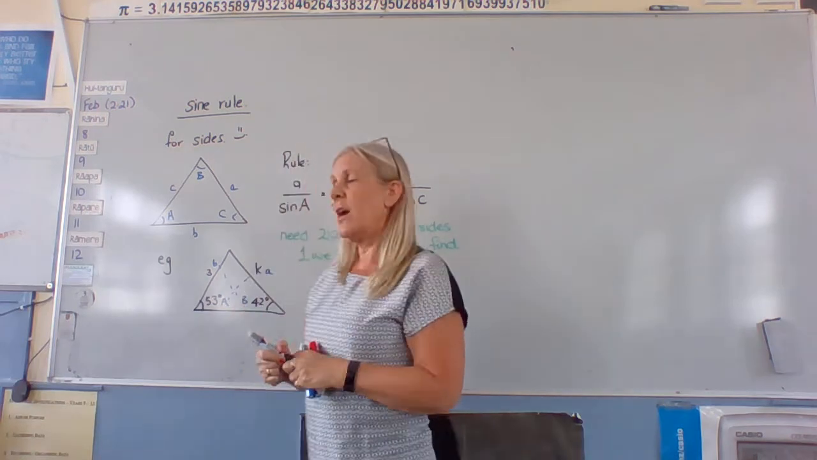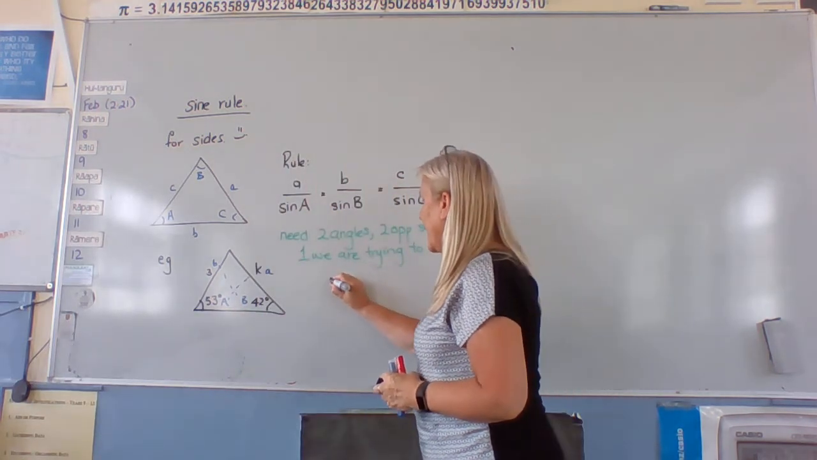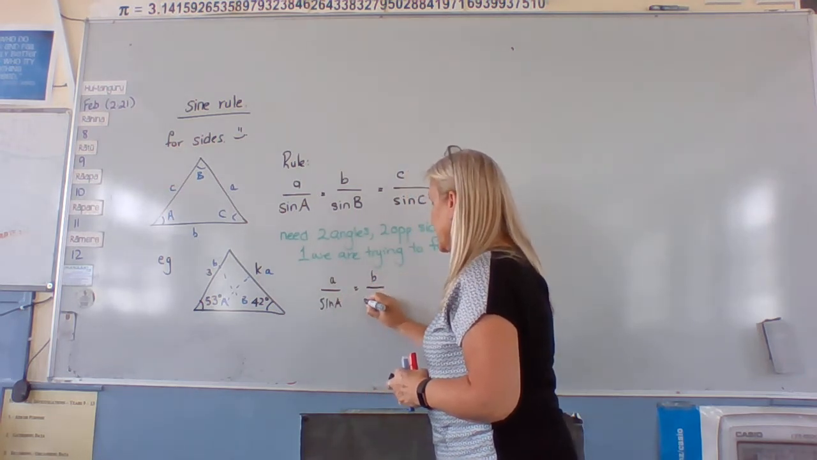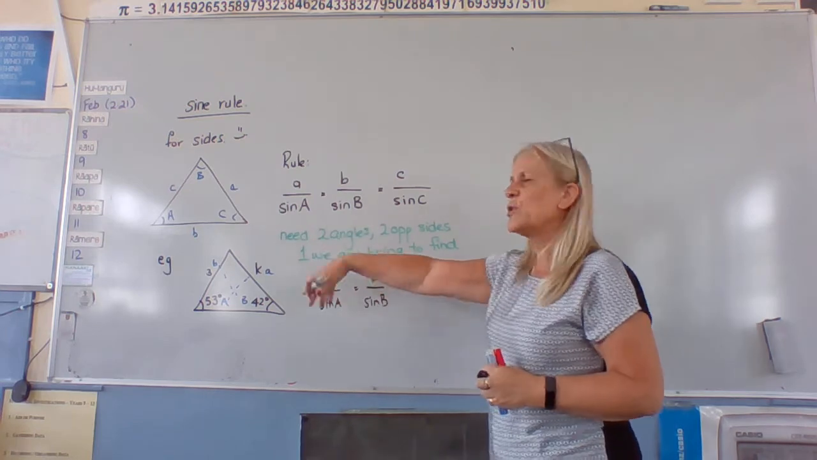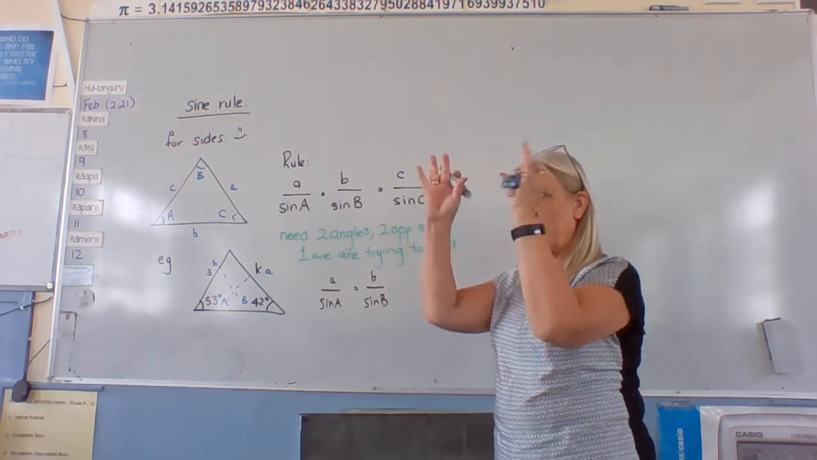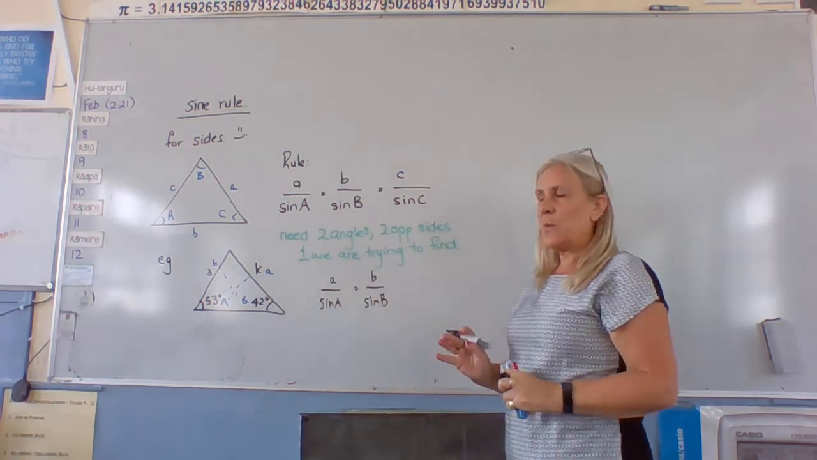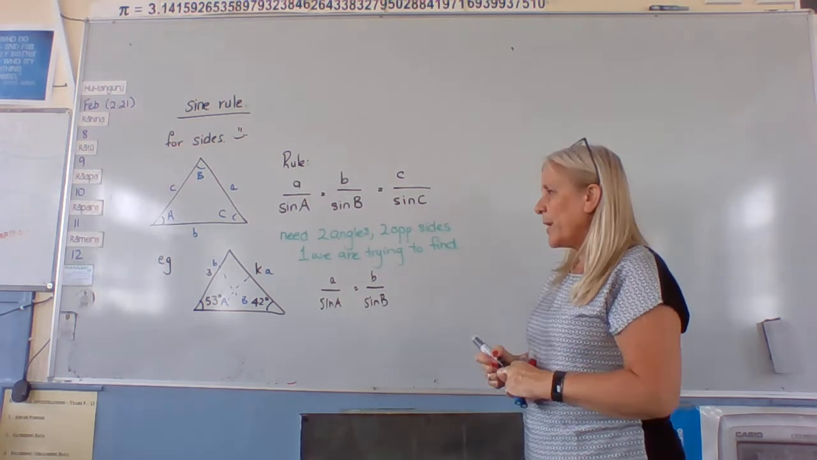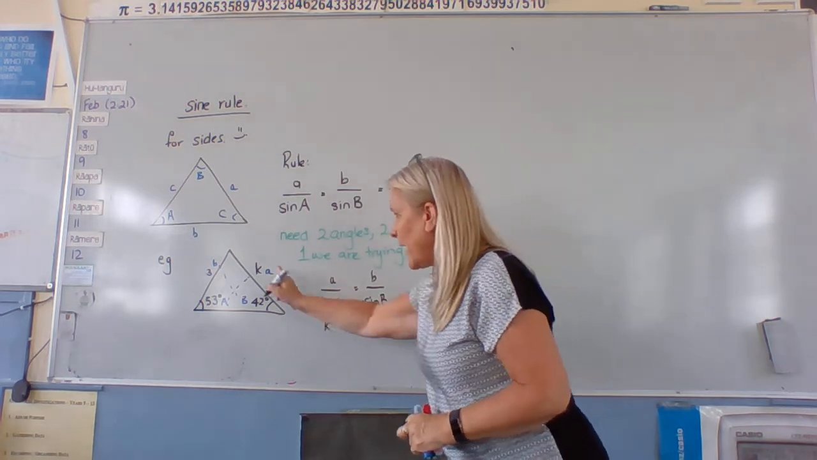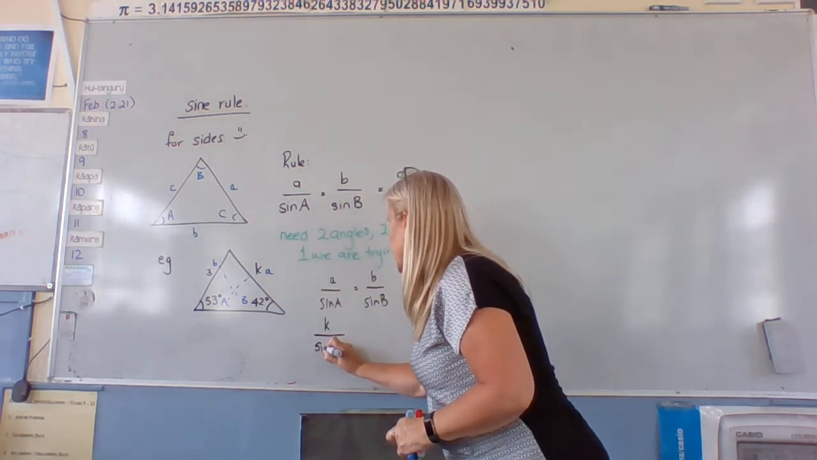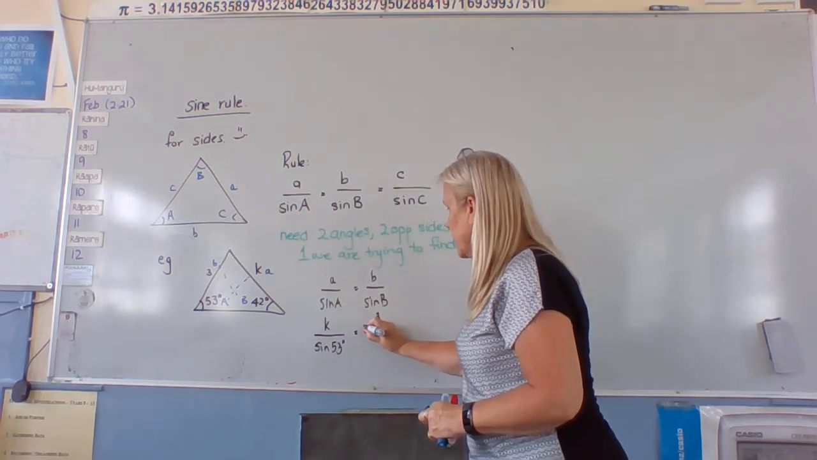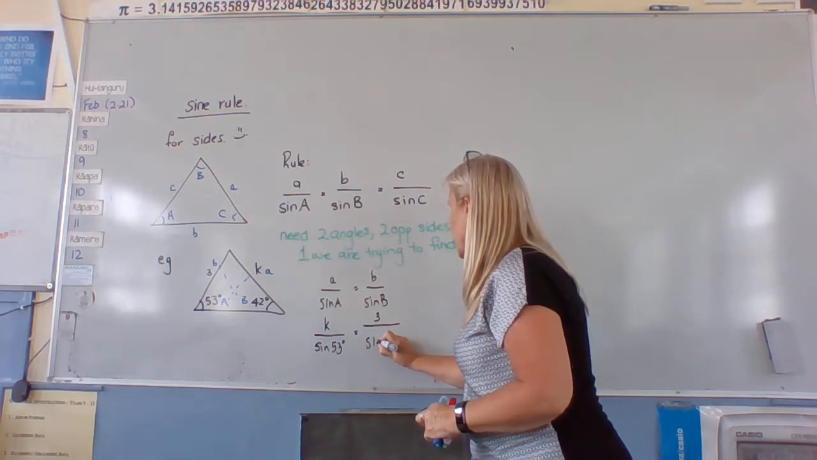Next, what you do is you write your formula. So you've got little a over sine A equals little b over sine B. We don't usually use the C because we'll be renaming the triangle ourselves. But we do need to take the triangle out of whatever picture we're given and label it so that we know what we're doing. Once we've got to here, we're going to substitute. So little a is K, sine A is 53 degrees, little b is 3, sine B is 42.